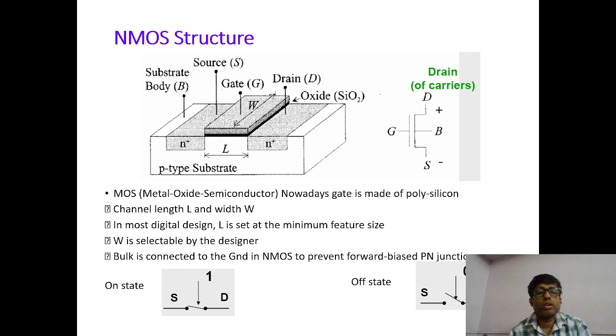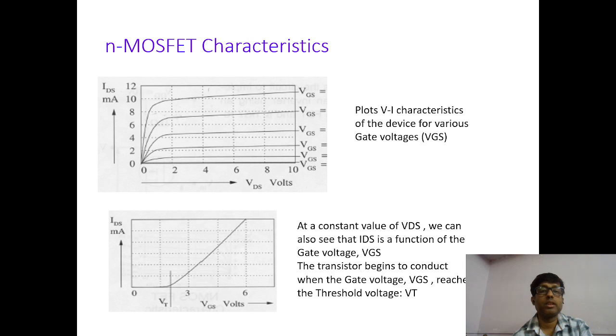This 3D diagram of the MOS is made on silicon with channel length L and width W. Here L is the minimum feature size and W is selected by the designer. The body is connected to the ground for the NMOS to prevent forward bias in the PN junction. Okay, there is the on state, where we have given S and D. When it is connected, current is flowing from source to drain, and this is the on state. When no current is flowing, this is the off state.